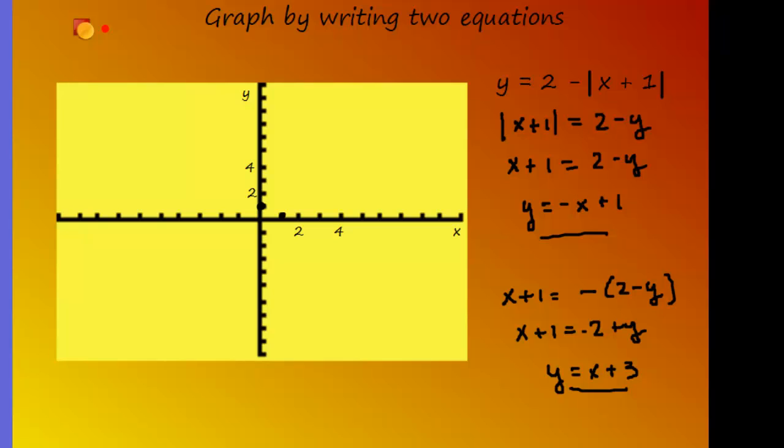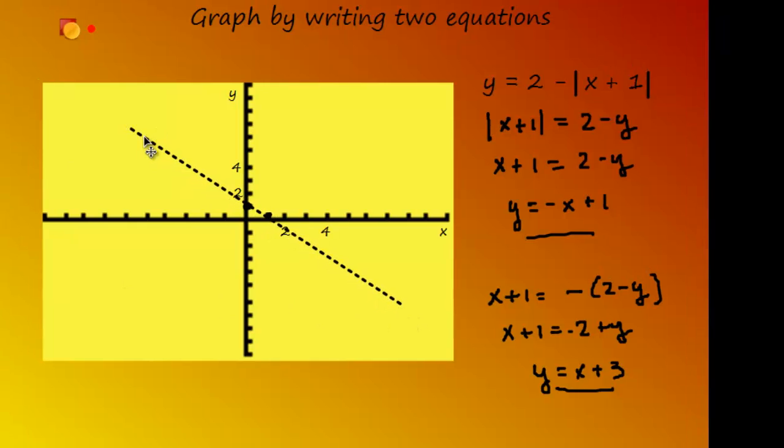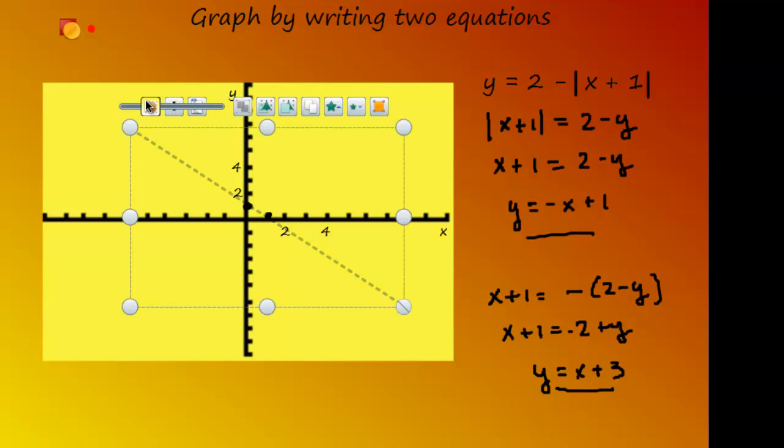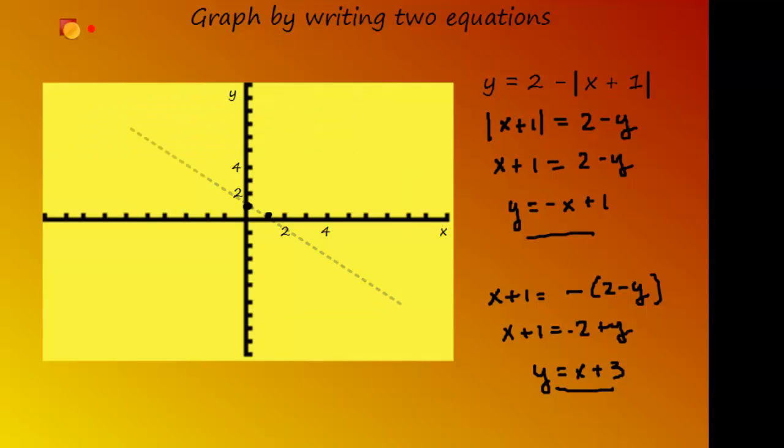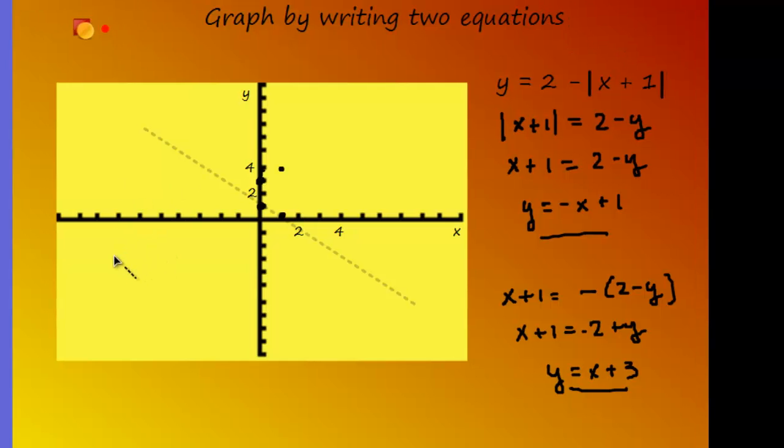Get my dotted line here. There we go. Okay, so this is going to be about like that. And then I have my second equation here, which is x plus 3, so that's a y-intercept of 3. Let's see, 1, 2, 3. And a slope of +1, so it's up 1 and over 1 this way. Well, let's see, +3, then up 1, over 1 is about right here. So I then have my 2 points and I graph my equation this way.